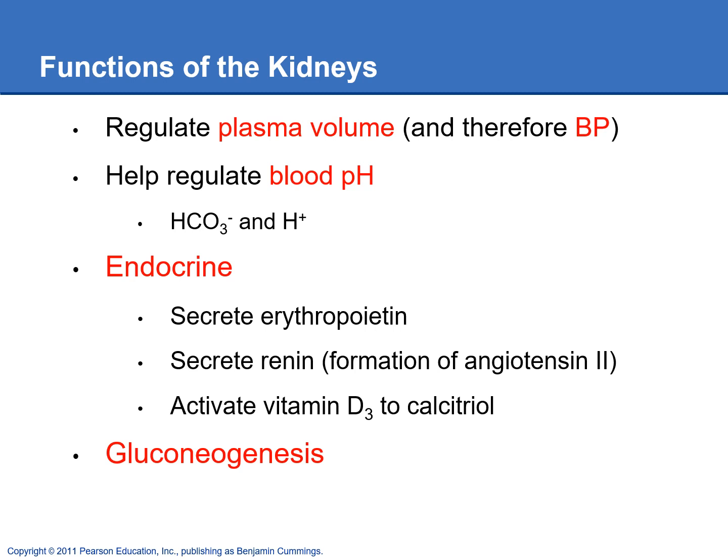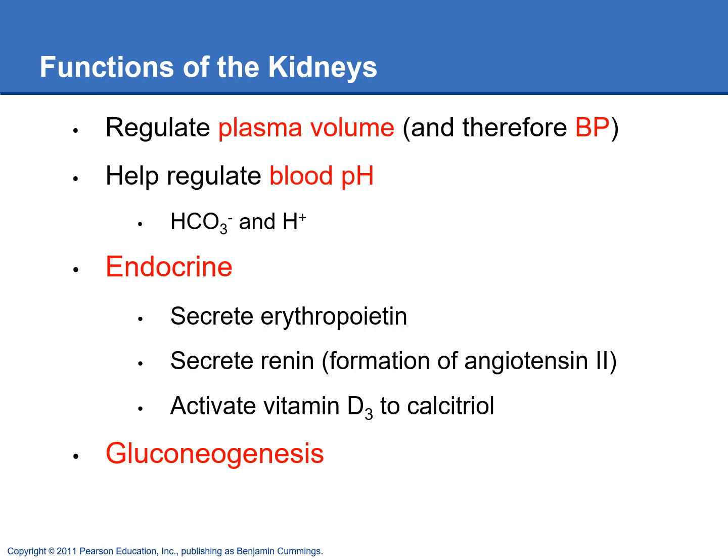The kidneys also help regulate the blood pH by either saving or secreting bicarbonate ions and hydrogen ions. And remember, the other system that regulates blood pH is the respiratory system. The kidneys also have an endocrine function. They also secrete several hormones.